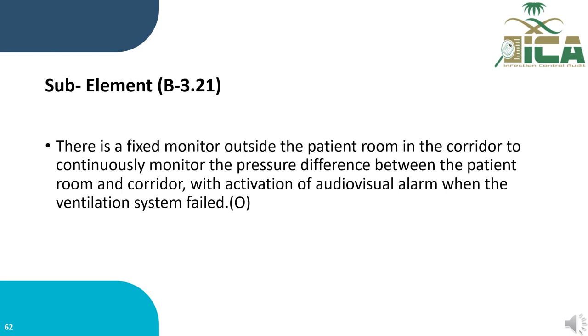Sub-element B3.21: there is a fixed monitor outside the patient room in the corridor to continuously monitor the pressure difference between the patient room and the corridor, with activation of an audio-visual alarm when the ventilation system fails. For this, we need observation.